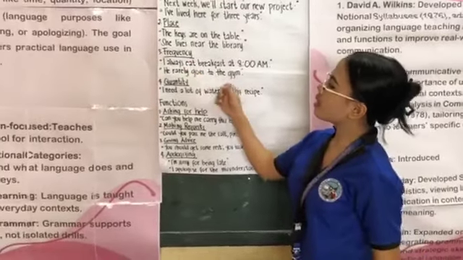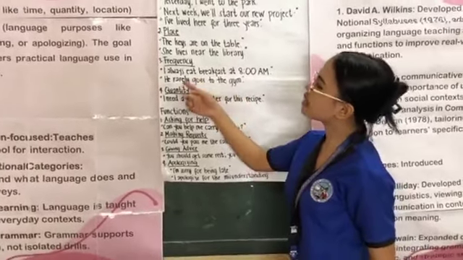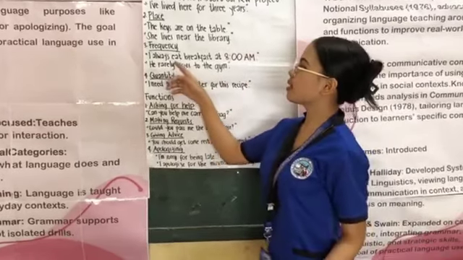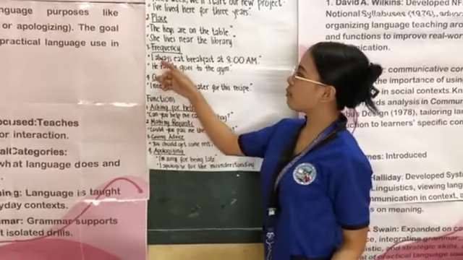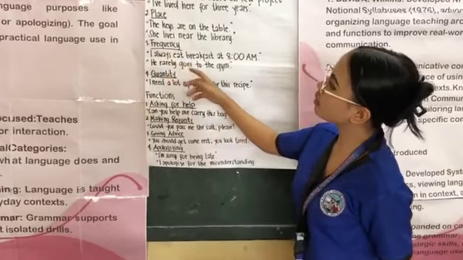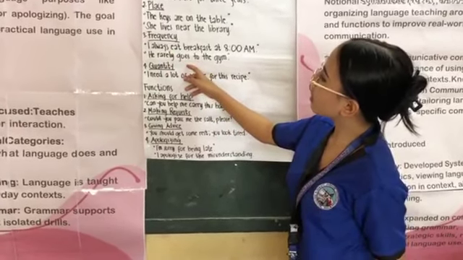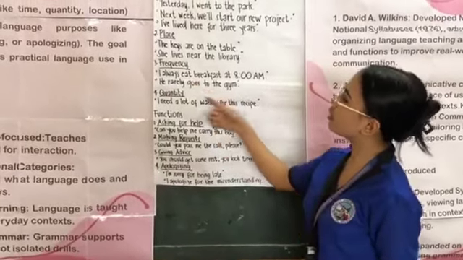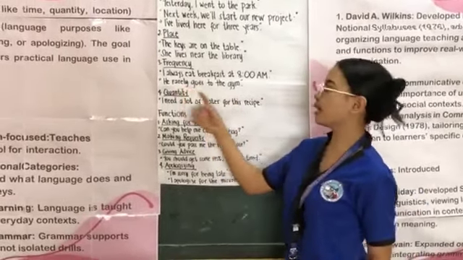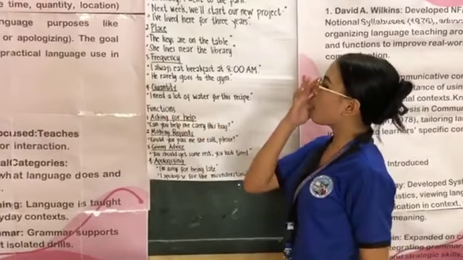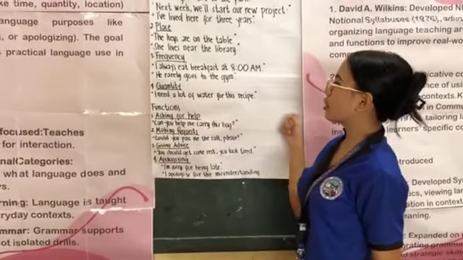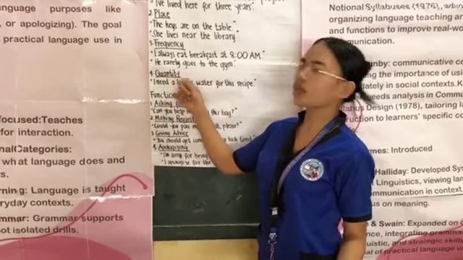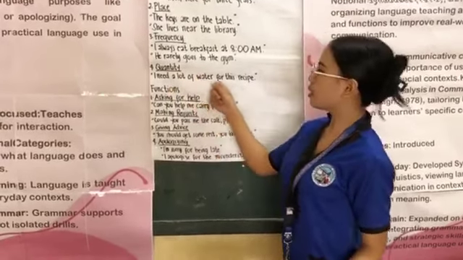Next is frequency. In this sentence, I always eat breakfast at 8 a.m., the frequency is always, because it talks about notions like quantity and frequency. Second, he rarely goes to the gym. So the notion of the sentence is rarely. Last is quantity. In this sentence, I need a lot of water for this recipe, the notion of the sentence is a lot. It talks about the quantity of the water.